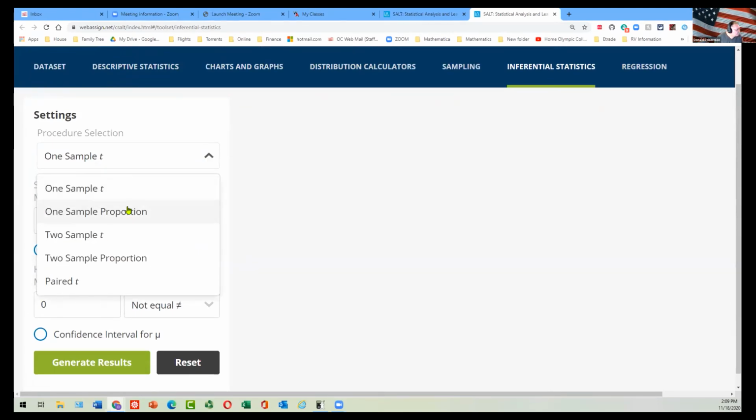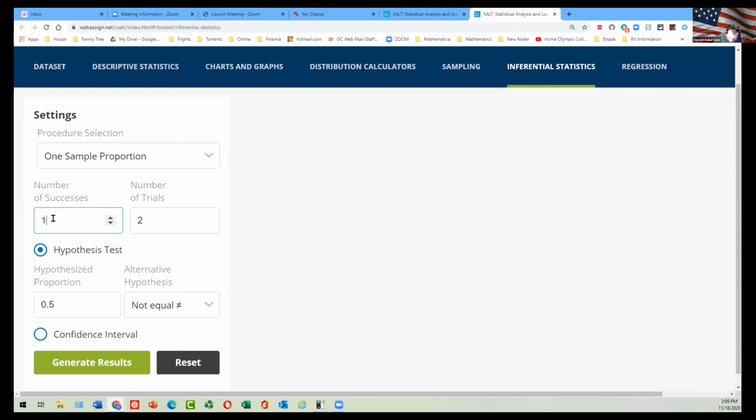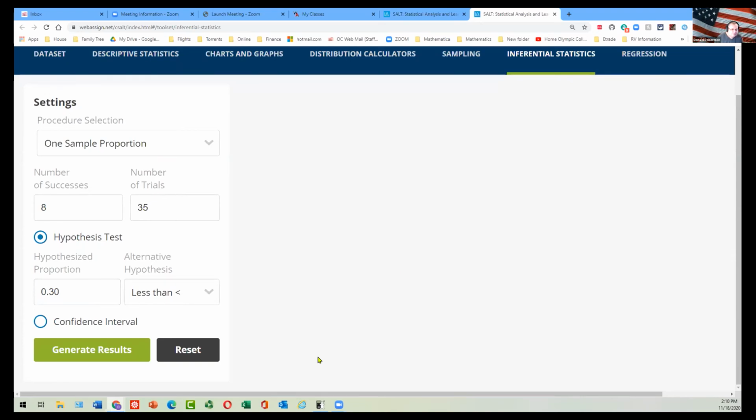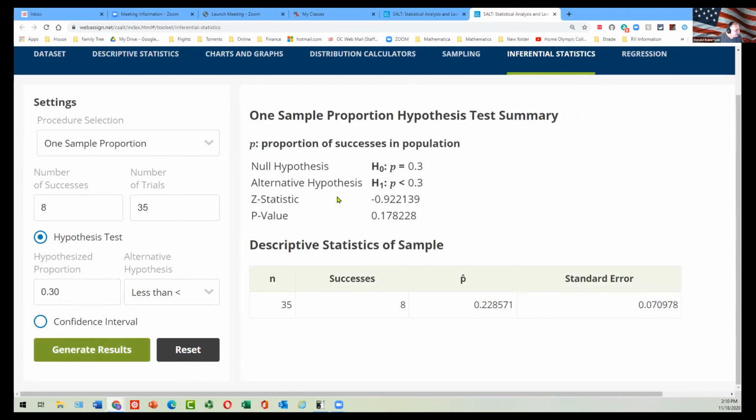One sample proportion. In this case, 8 people said yep, out of 35 of you. It's a good number. I believe that it is less than 30. I want to prove that it is. Looks good. If I generate the results, I get this Z statistic. And darn it, I still didn't get a significant p-value. Can you see the p-value is 0.17? That's not that small. You really want a p-value that's small.